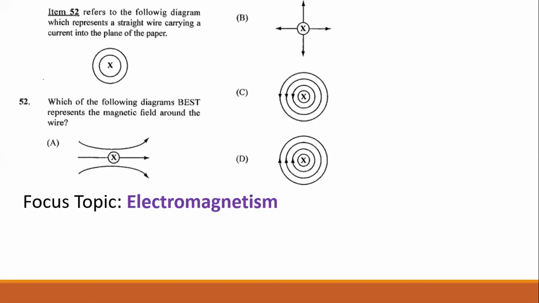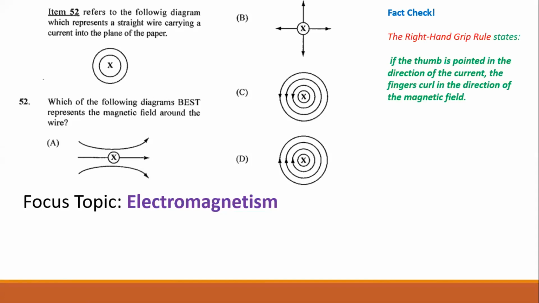Item 52, we have a diagram that represents a straight wire carrying a current into the plane of the paper. Now we can use Maxwell's right hand grip rule, which states that if we point the thumb in the direction of the current, then the fingers will curl in the direction of the field. Now, the current is going into the paper, so we'd point our thumb downwards into the paper, and our fingers would coil clockwise, which gives us D.